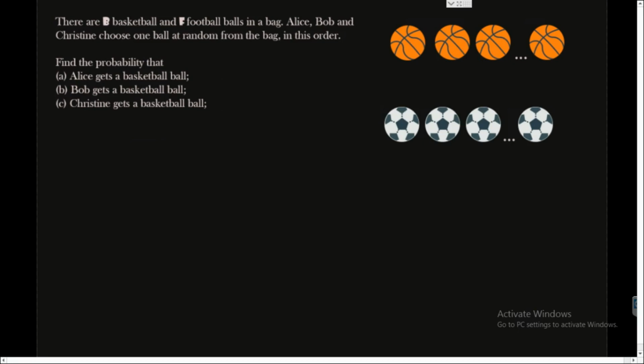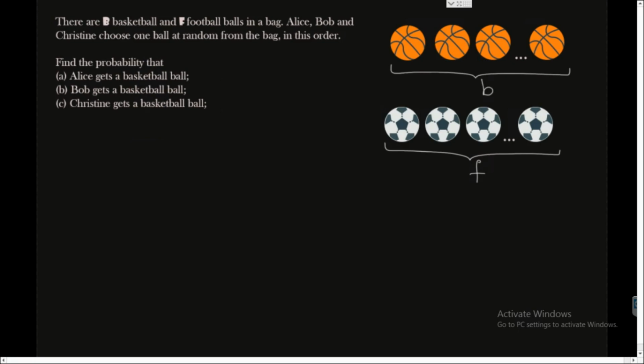So, there are B basketball and F football balls in a bag. Alice, Bob and Christine choose one ball at random from the bag in this order. Find the probability that Alice gets a basketball ball, Bob gets a one, and Christine gets a basketball ball.